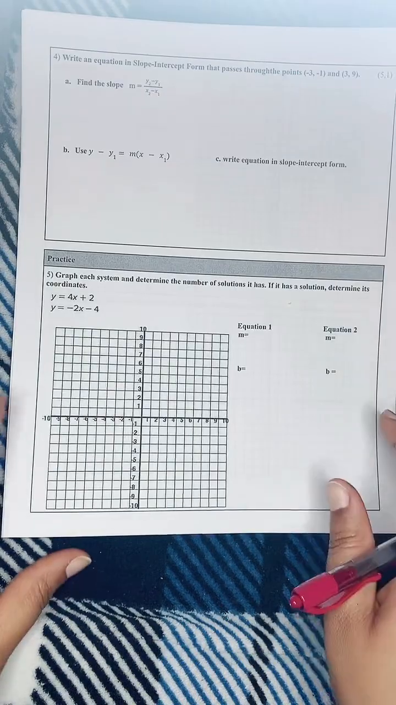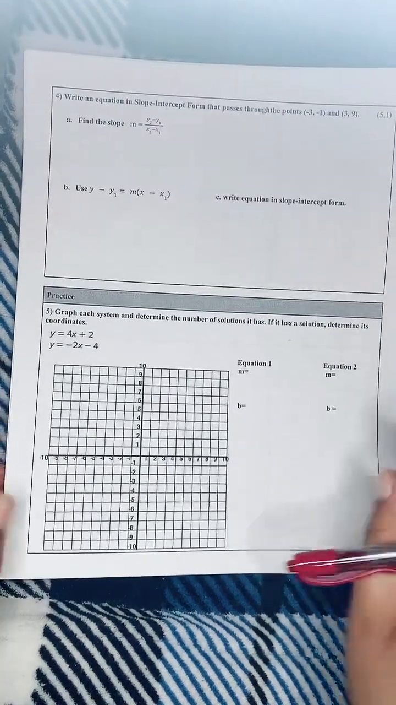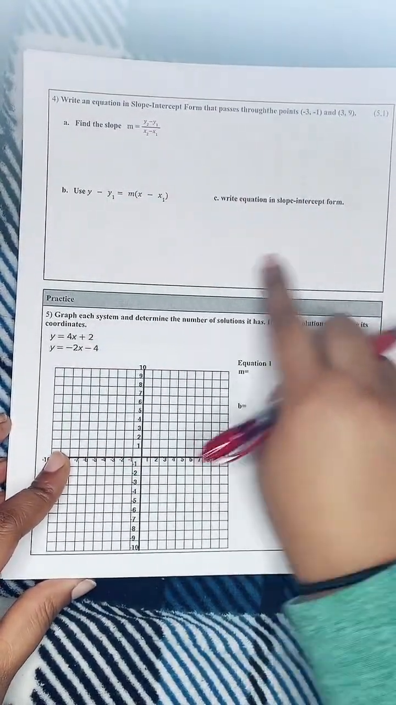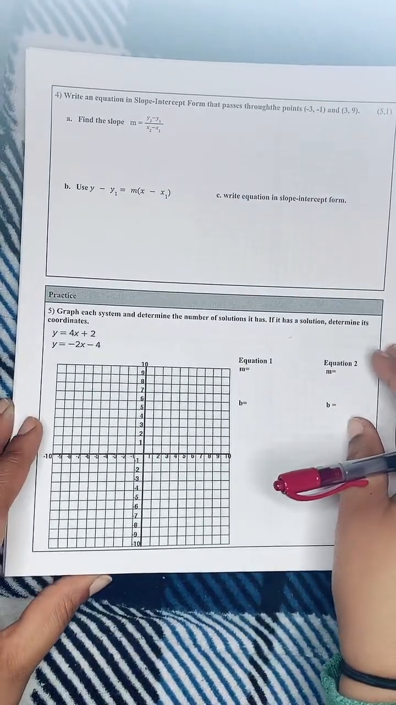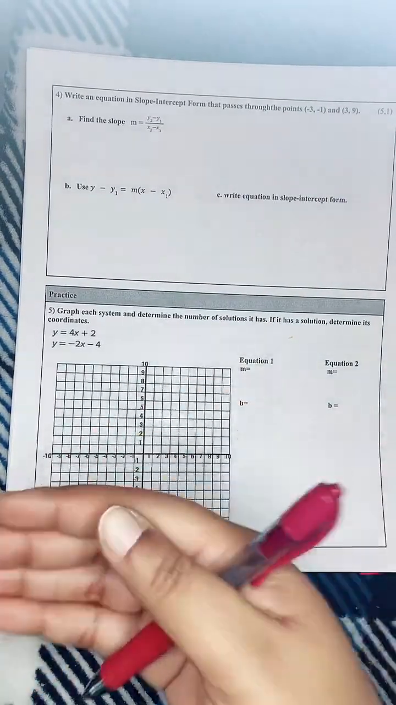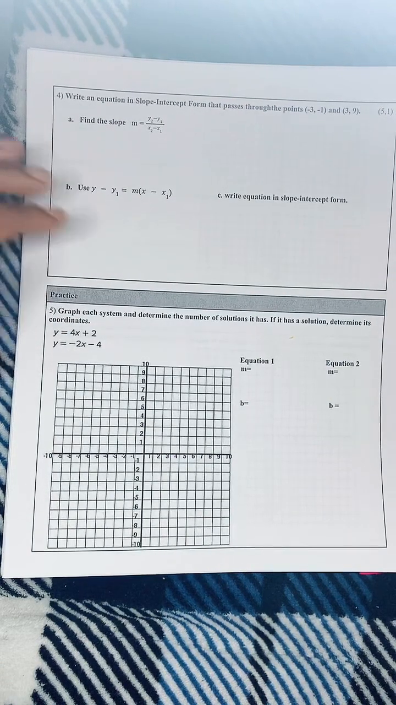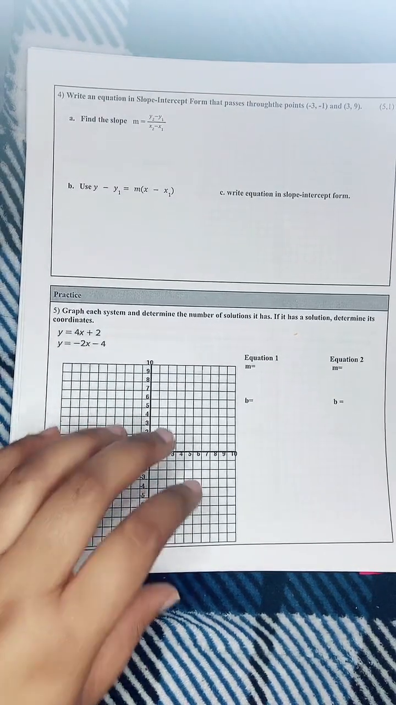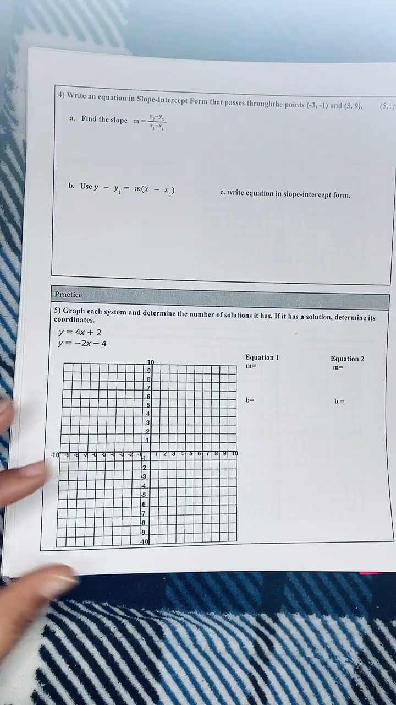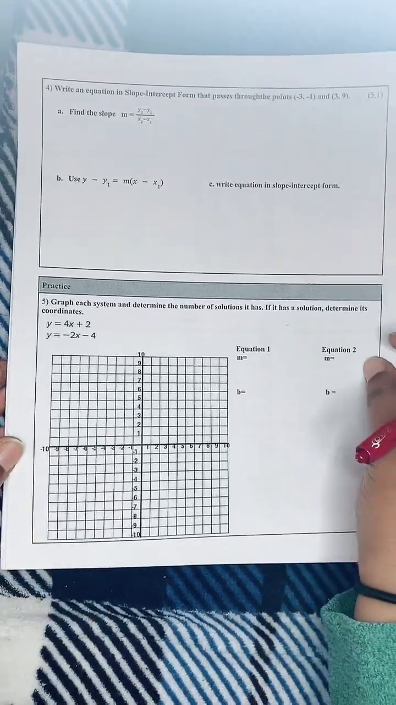All right. So now this is our last spiral review. I always do a spiral review because I feel like it helps my students keep the knowledge and not just like, oh, I haven't done this in so long, I forgot everything, right? So I always do like a 4 problem spiral review, and then we do the practice for that lesson. Okay. So now this one.